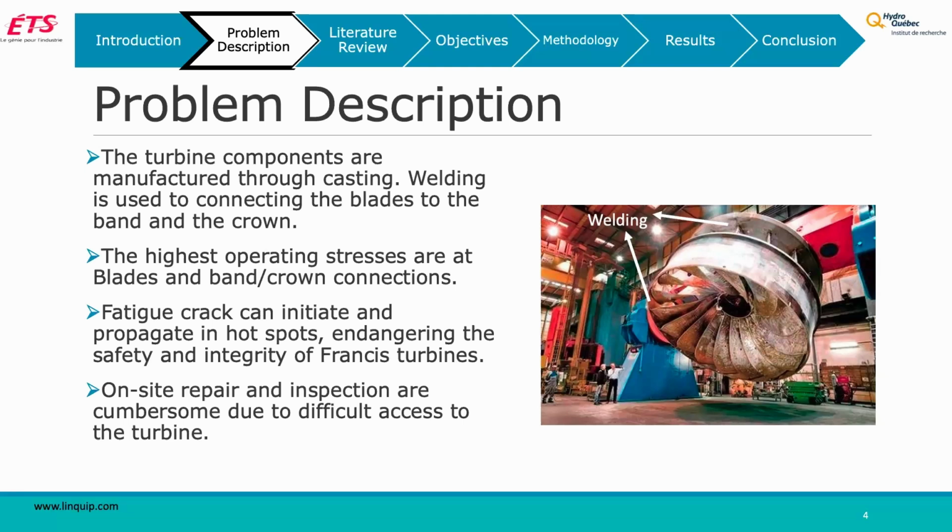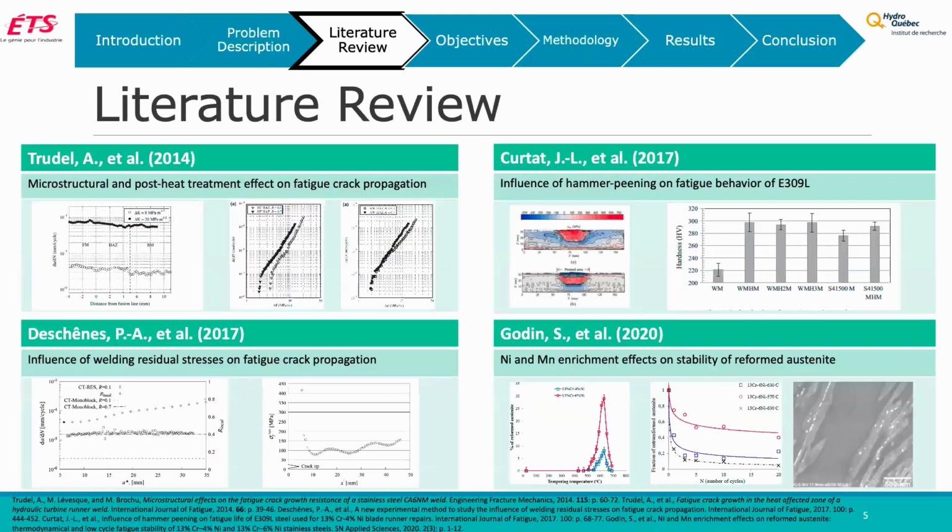To give you an idea, Hydro-Quebec does the inspection at an interval of every 6 years. So we need to know that for at least 6 years, the turbine is running very well. For doing that, they have done some research, and I will show you briefly what they have done.